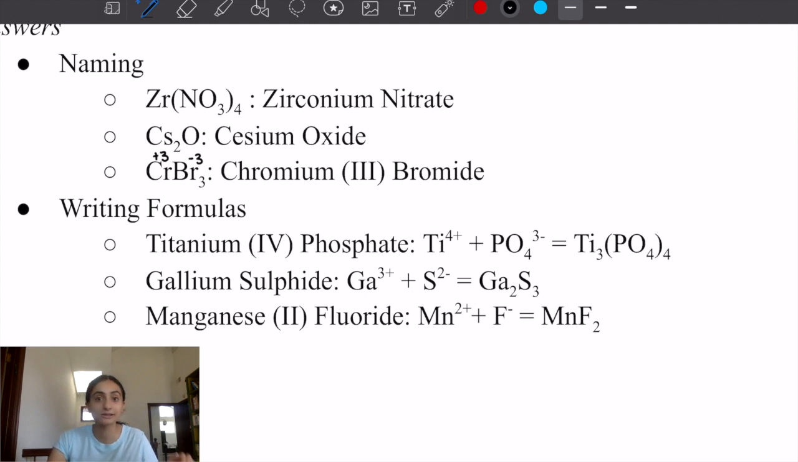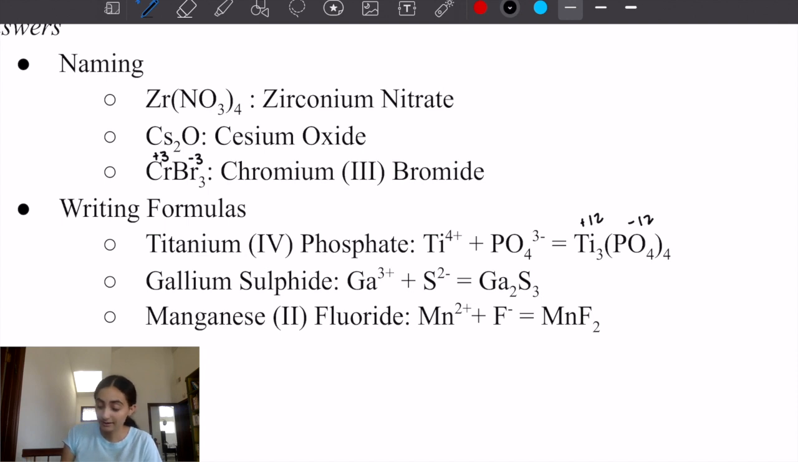So we're going to look at the least common multiple, which is 12. We know we will need 3 titaniums, which will give us a +12 charge, and 4 phosphates will give us a -12 charge. So it will balance out and be neutral. And again, with polyatomic ions, when you have more than one, you want to use parentheses.